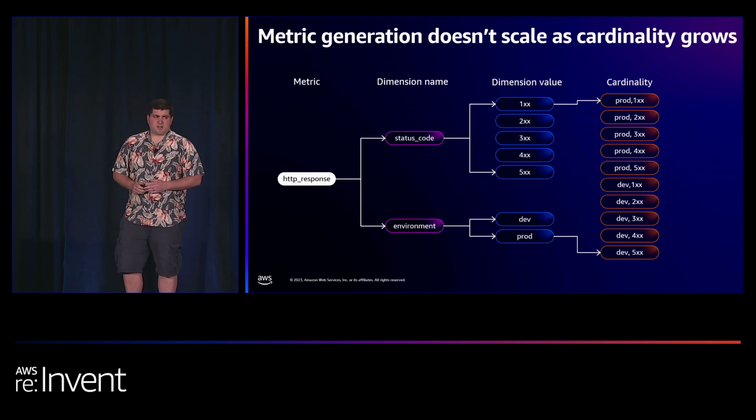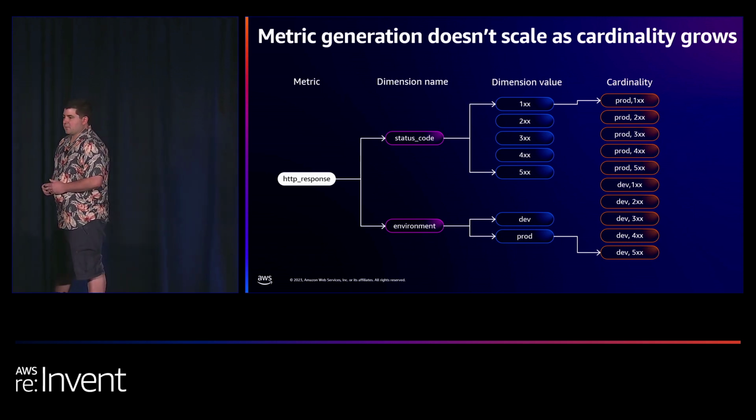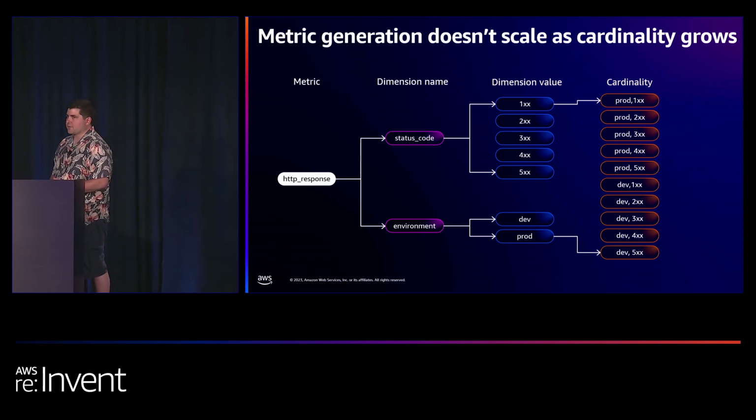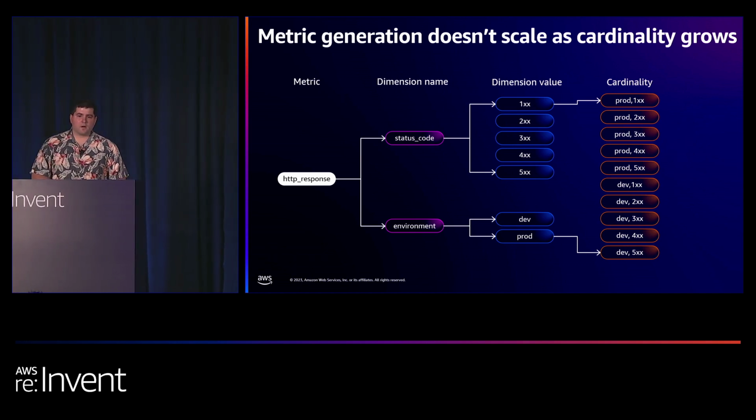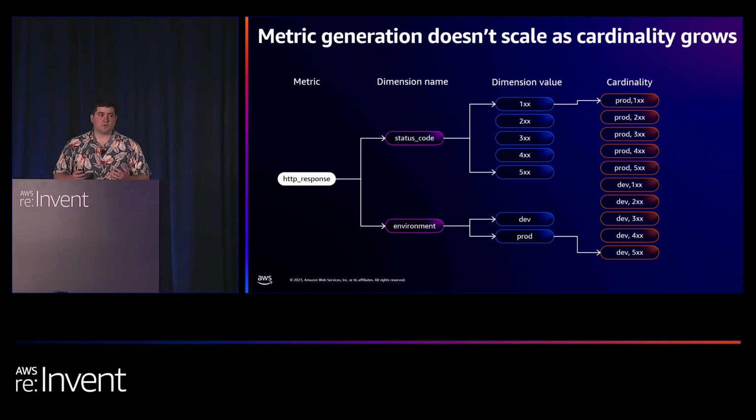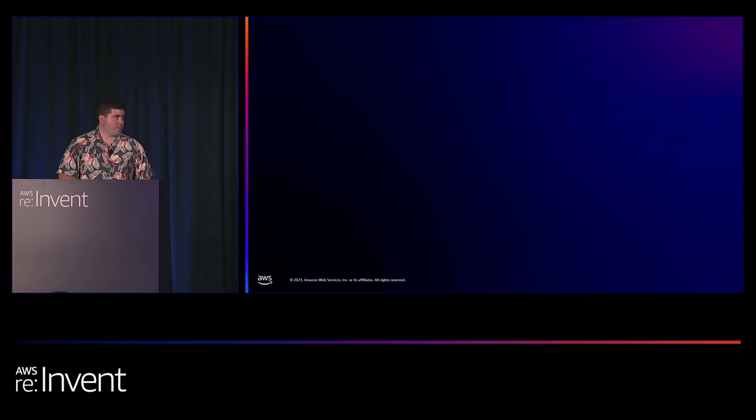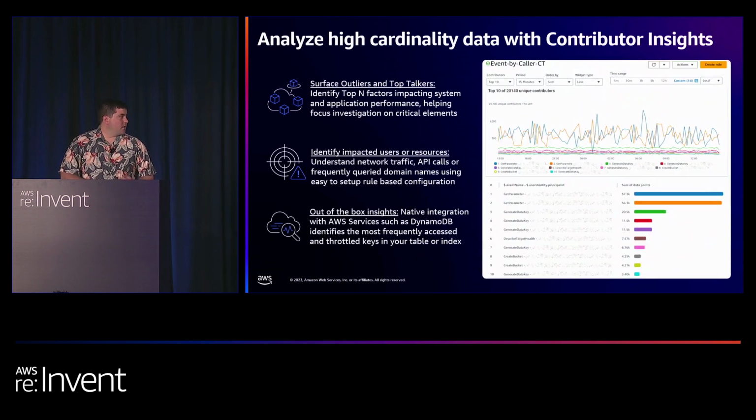Let's take something like IP address. And then we start combining that with maybe IP address by request URI or something like that, where the total number of combinations is huge. And in those cases, maybe I only need to be able to look at outliers or something like that. And that's what Contributor Insights is purpose-built to do.